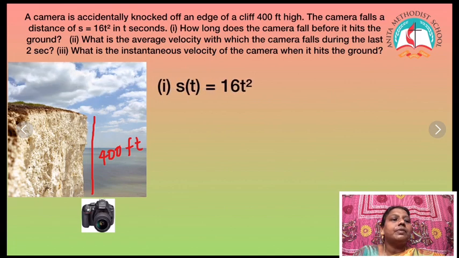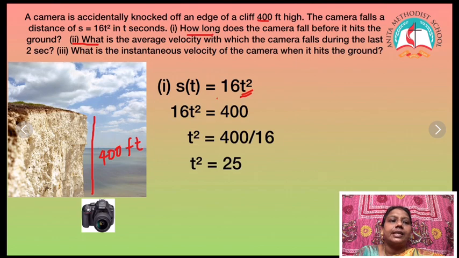So what is the equation given to us? S of t is equal to 16t square. Now we have to find out how long it will take, that means the time taken. So I am going to equate that. 16t square is equal to the total height given to us, 400. If I simplify this, then I will get t square equal to 400 by 16. Then t square is 25, t is equal to 5 seconds. So it will take 5 seconds to fall down.